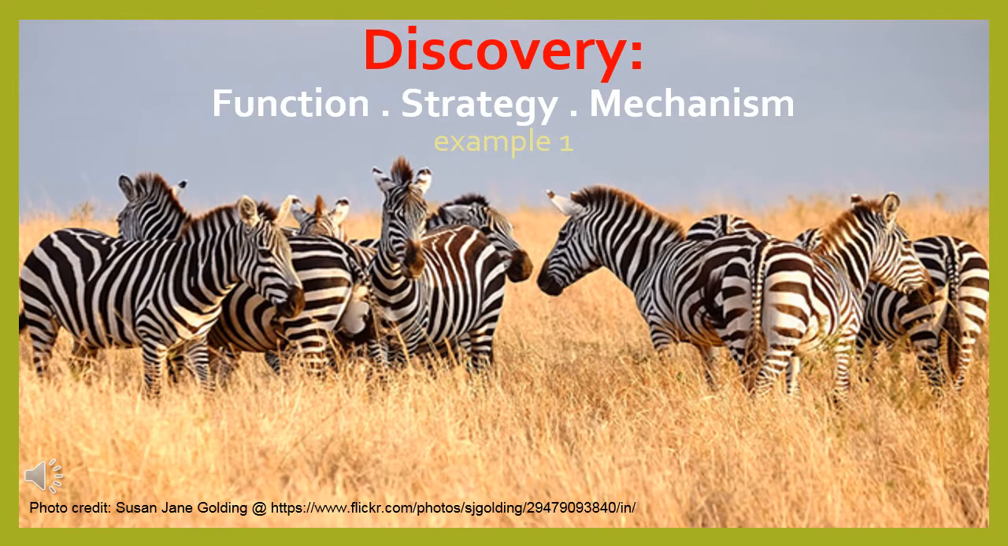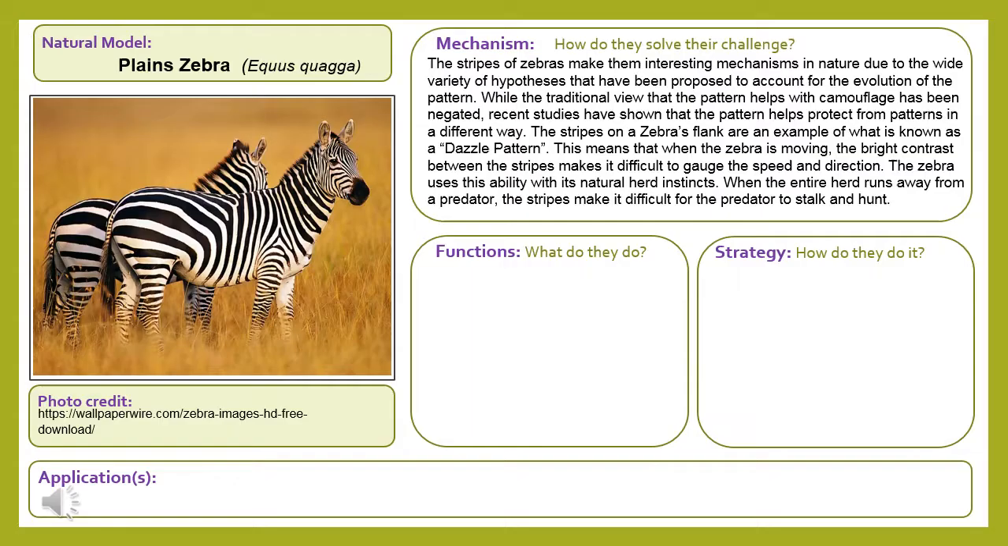Right now, we're going to get some practice understanding the role a function plays in an organism's life. We'll start by looking at an adaptation in nature and try to discern what some of its functions are. Let's take a look at zebra stripes for an example. Here's the example worksheet we will fill out together as a group, step by step.